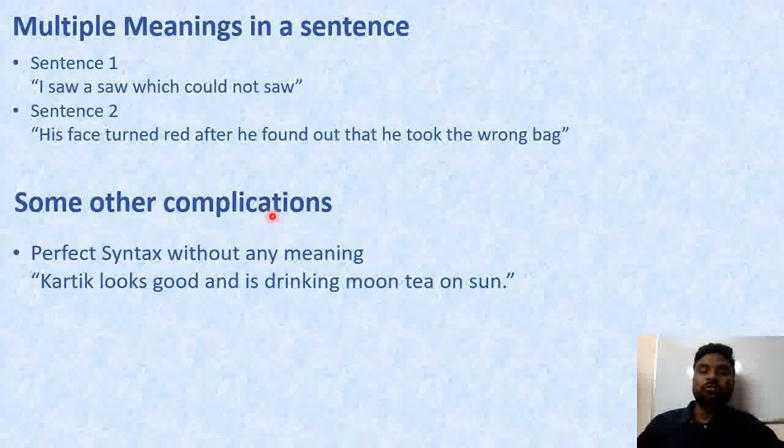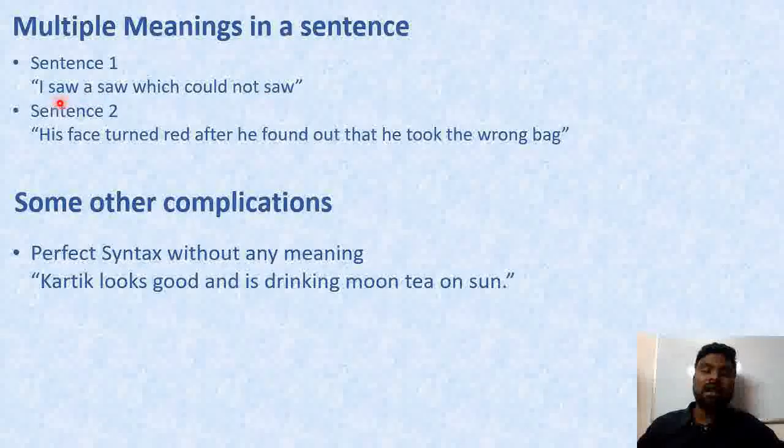Now, since we are making a machine to understand a sentence, there can be some complications where even we humans also find it difficult to understand a particular sentence or word. So let us see. First one is multiple meanings in a sentence. So if there is a sentence given, I saw a saw which could not saw. Okay, so this is a very simple sentence, but here we have a word which has same syntax, मतलब उसका structure same है but different semantics. So this can be a problem for even we humans also कि पहला जो saw है वो किसके बारे में है, दूसरा saw है वो किसके बारे में है, and तीसरा saw जो है वो किसके बारे में.